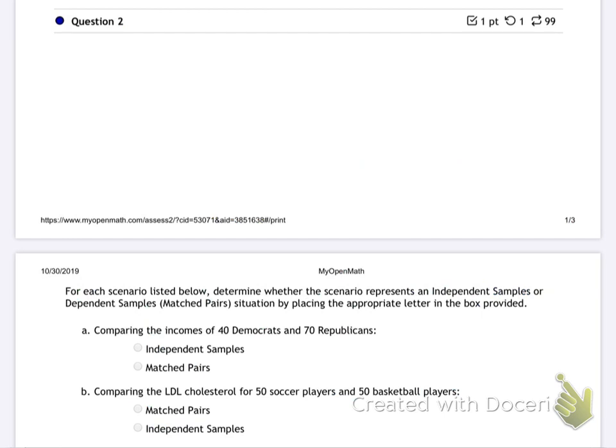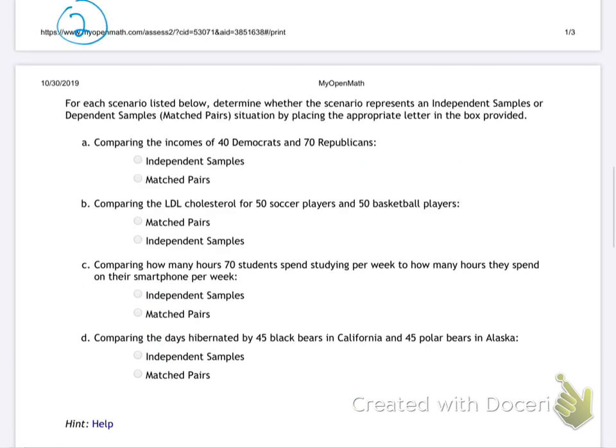On we go. Number 2. Here's question 2, same kind of thing. Comparing the incomes of 40 Democrats and 70 Republicans. If the numbers are different, they've got to be independent. They couldn't even be matched unless they're at least the same amount. There's a hint right away to help you. If they said 40 Democrats and 40 Republicans, then I would stop and think maybe they're matched. But if they're not even the same number, they can't be matched. No way.